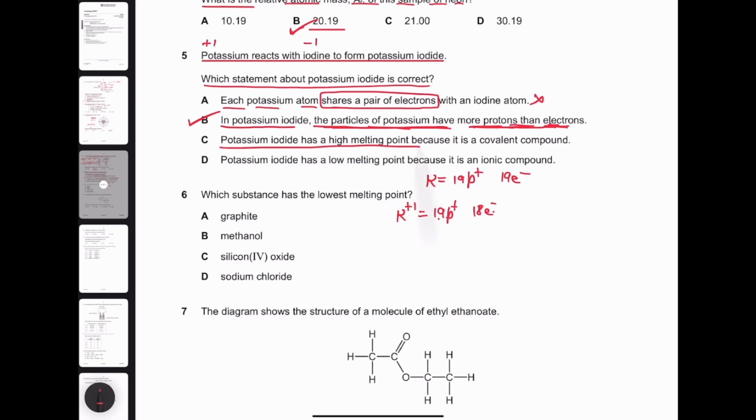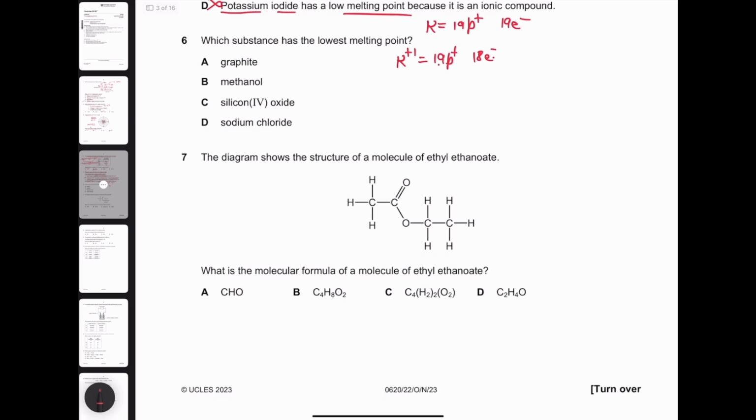Potassium iodide has a high melting point. Is this correct because it is a covalent compound? No, it is an ionic compound. Potassium iodide has a low melting point. Wrong. Answer is B.